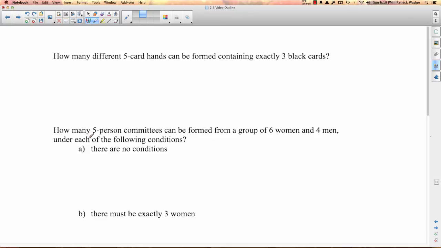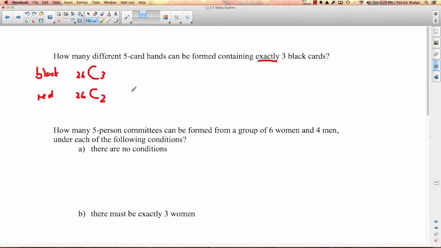How many different 5-card hands can be formed containing exactly 3 black cards? Exactly 3 black cards. Next day we'll look at ones where it's at least or at most to get a little bit more difficult. But today it's going to be exactly 3 black cards. So you can do the same thing. Black, red. How many black cards? 26. How many red cards? 26. How many black cards do you want to choose? Exactly 3. You want to make a 5-card hand, so how many red cards do you need to choose?